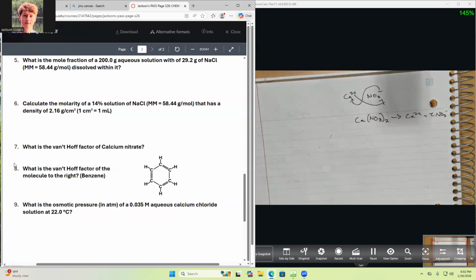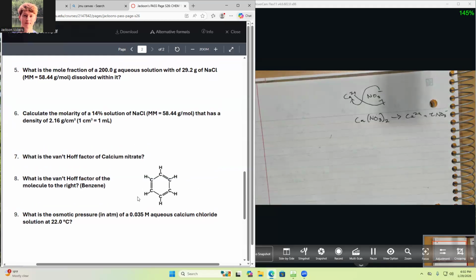All right. What's the Van't Hoff factor of the molecule to the right? This is benzene, a cyclohexane that has three double bonds in it. Benzene, if you do take orgo, is a very, very important molecule, an aromatic compound. What do we think? One. Yeah. What makes you think the Van't Hoff factor is one? Non-electrolyte. Yep. Non-electrolyte, only carbons and hydrogens. Those are all non-polar bonds. You get a bucket of benzene, all these molecules are gonna stay looking exactly like this. They're not gonna break up.